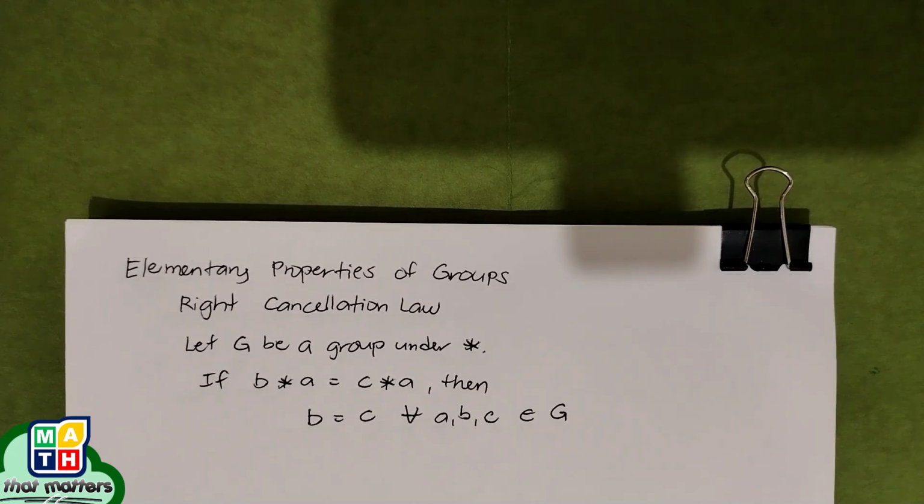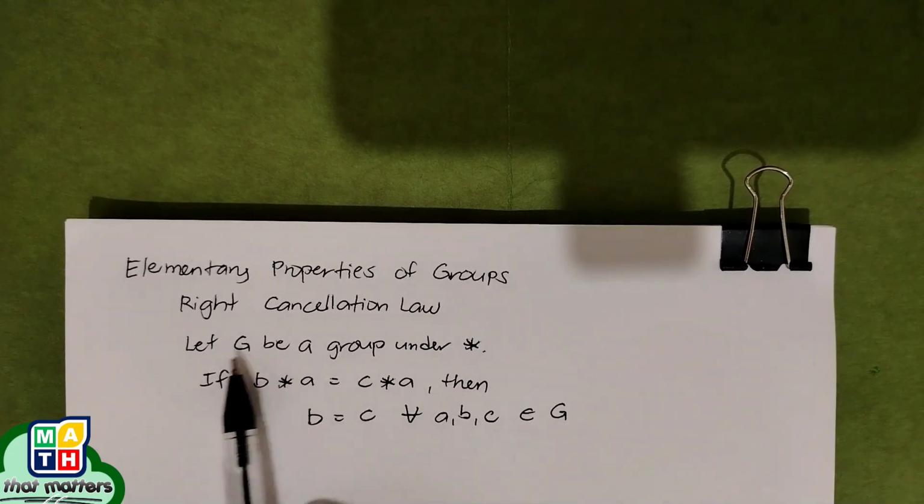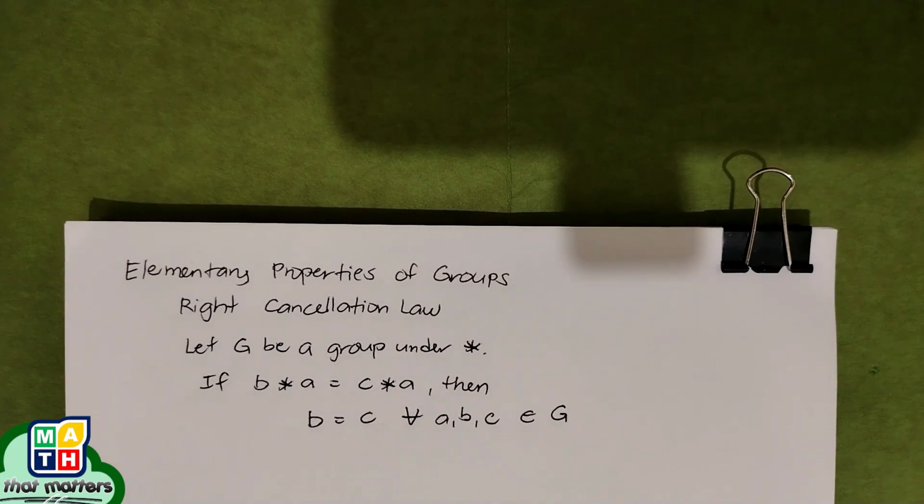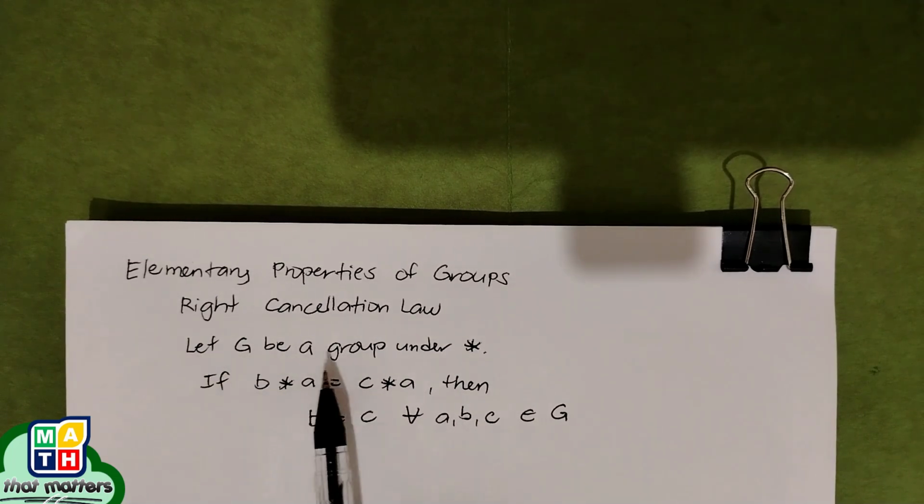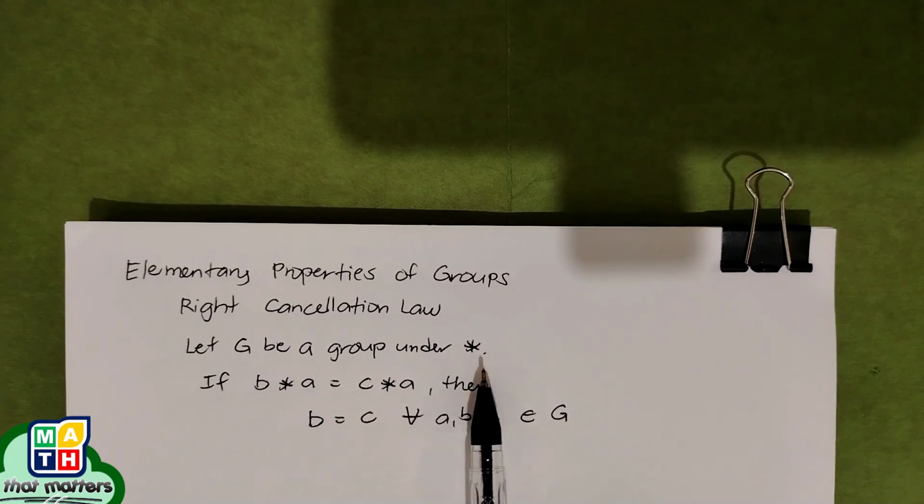One of the elementary properties of groups is what we call the right cancellation law. This is how it is stated. Let G be a group under a certain binary operation star.